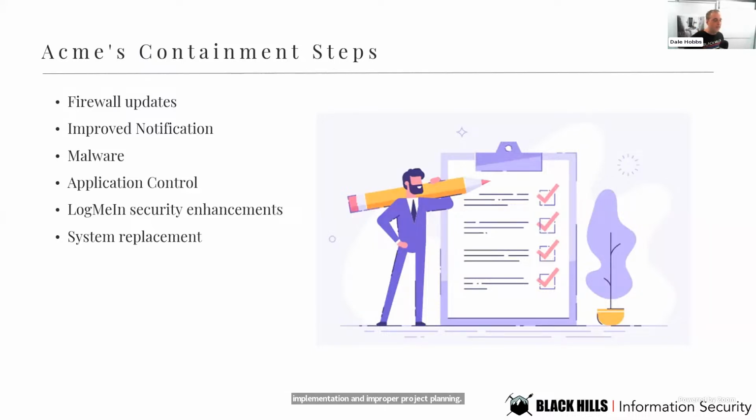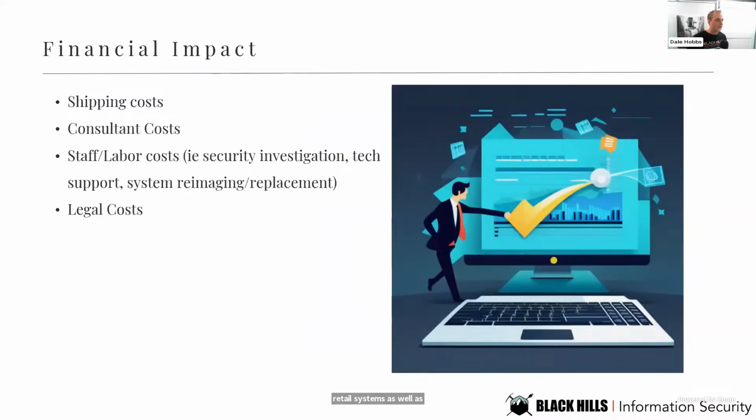And then finally, they rebuilt and replaced all of the infected retail systems, as well as Raymond's (R. Hansen's) end user laptop. All right, so let's look at the financial impact here. The first thing was the shipping costs. There were 24 compromised systems, but that involved 85 separate shipments between Verizon, Rendition InfoSec, and Acme.